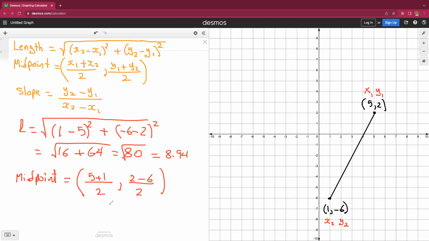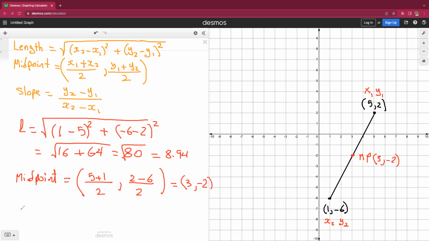Now that's 6 over 2 gives you 3. And 2 minus 6 is negative 4 divided by 2 gives you negative 2. So the midpoint is at 3 and negative 2. So as I said, you could almost eyeball it. So that's your midpoint. You could just go MP for the midpoint, and that is 3 and negative 2.